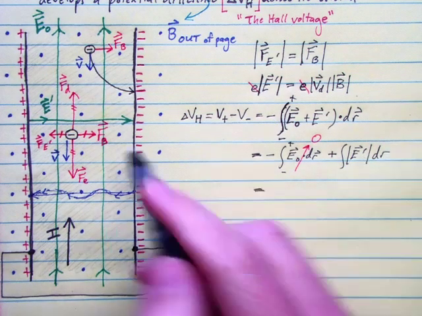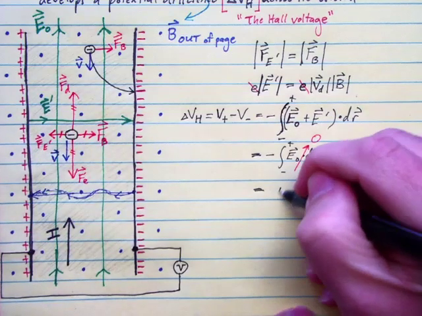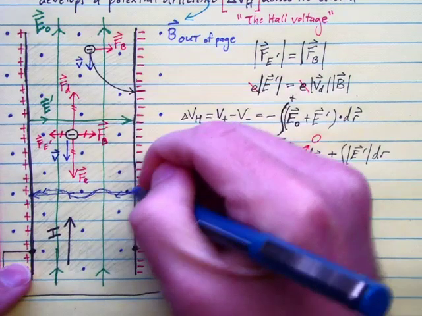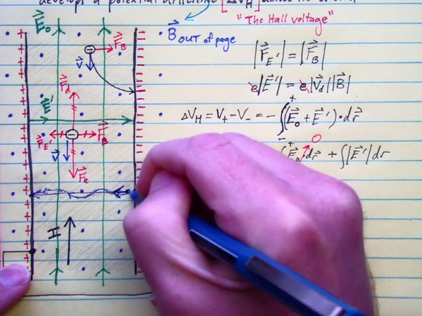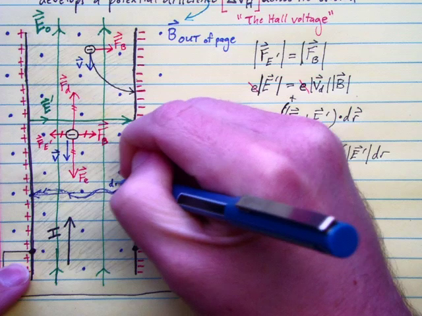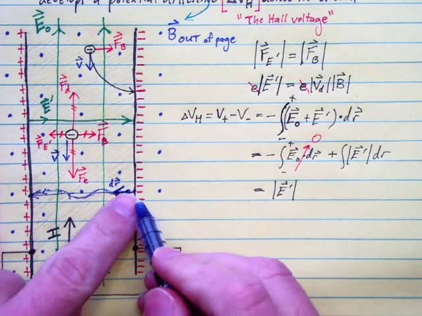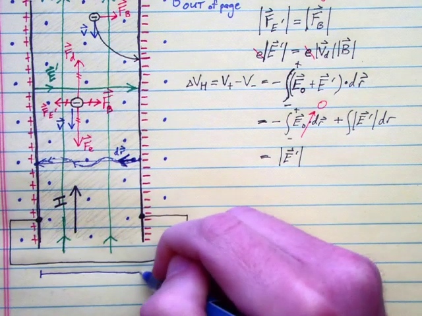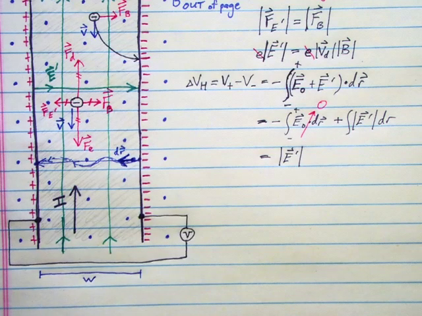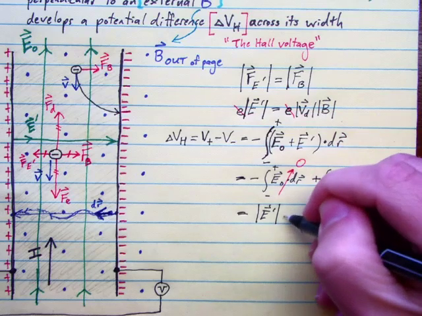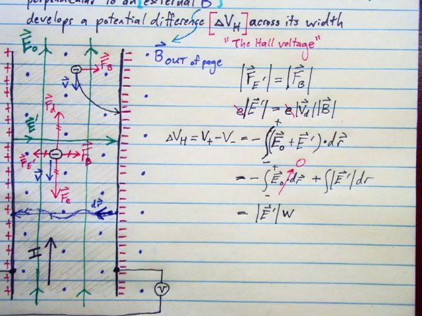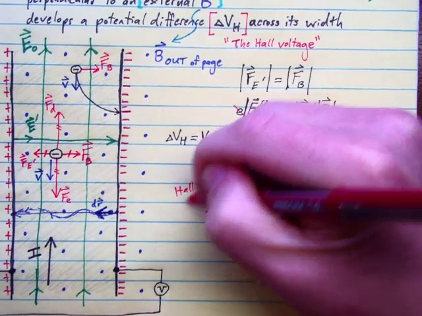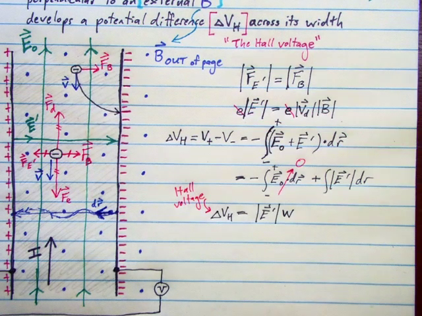If E prime is relatively uniform across our wire here, then this just becomes the magnitude of E prime times the sum of all the dr's, or ds's as we sometimes call them, all these little steps along that path. We sum up all those and just get the width of our wire right here. Let's call that W, the width of our wire. So this is E prime times the sum of all the dr's, which is W. And this is known as the Hall voltage.